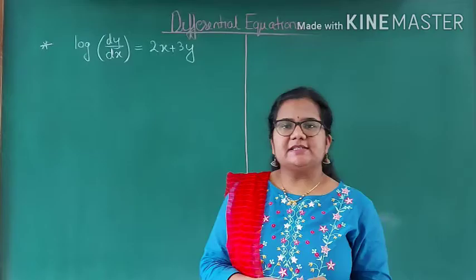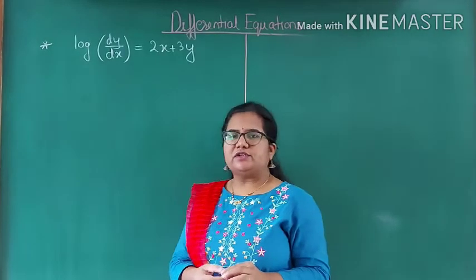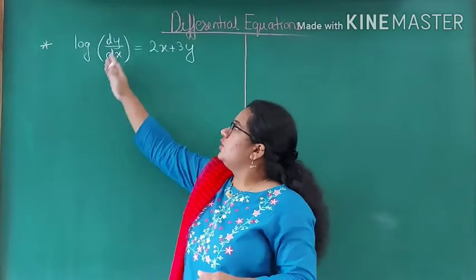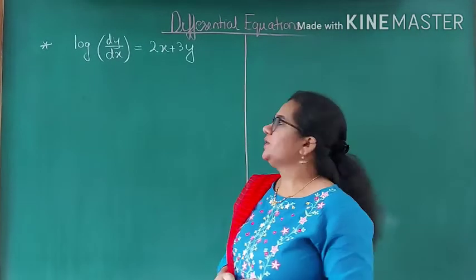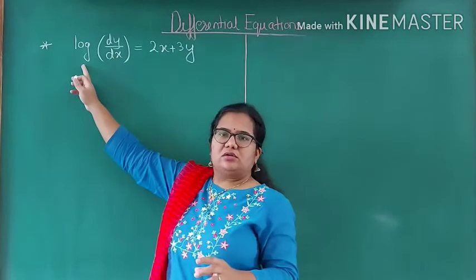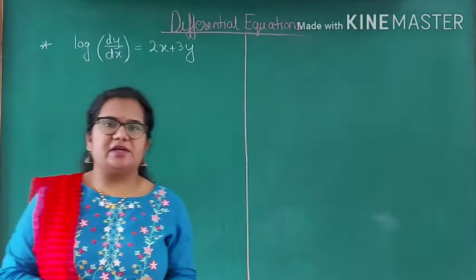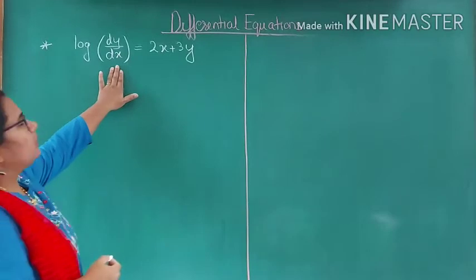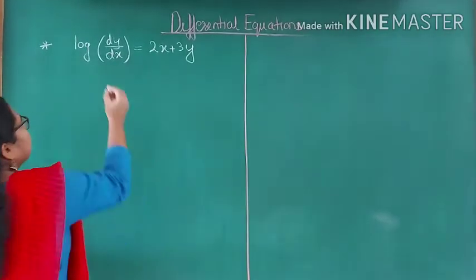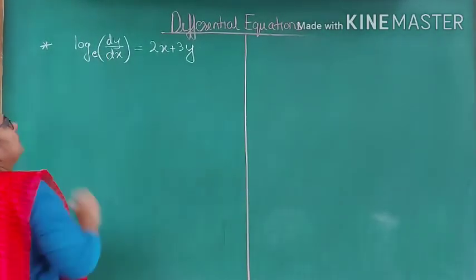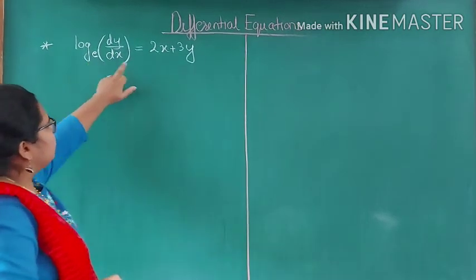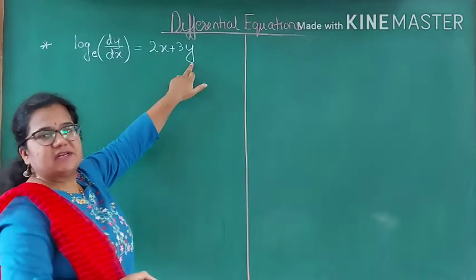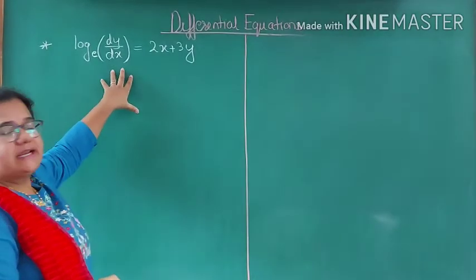Now let us see the next example to find the solution of a differential equation. It is log of dy by dx is equal to 2x plus 3y. Now when you say log, we want to separate the variables, and for separation we require these differentials. So what is the base of this? It is e. So log of dy by dx to the base e is equal to 2x plus 3y, then this is the logarithmic form.